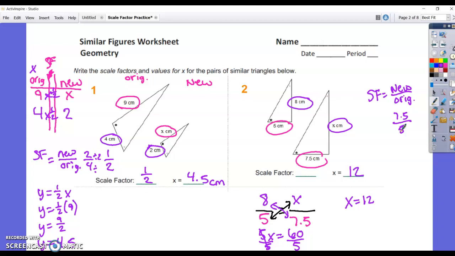7.5 divided by 5. When I'm thinking about that, I'm thinking I should be getting a number that is greater than 1. And I do, I get 1.5, because your image is getting bigger. So my scale factor here was 1.5. And so we can just test, make sure that that's correct. So that means 8 times 1.5 should give me 12, and it does. Okay.